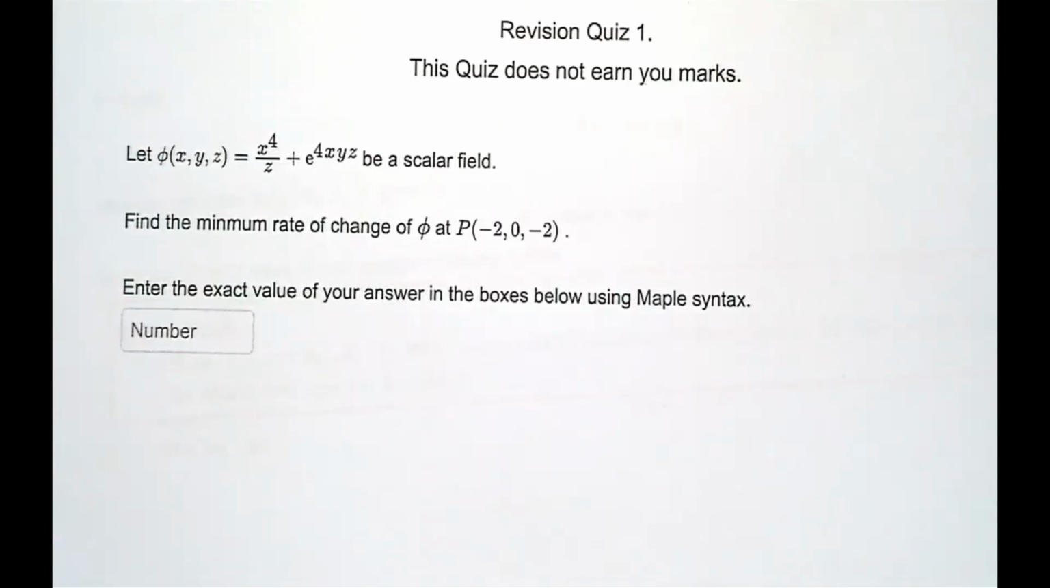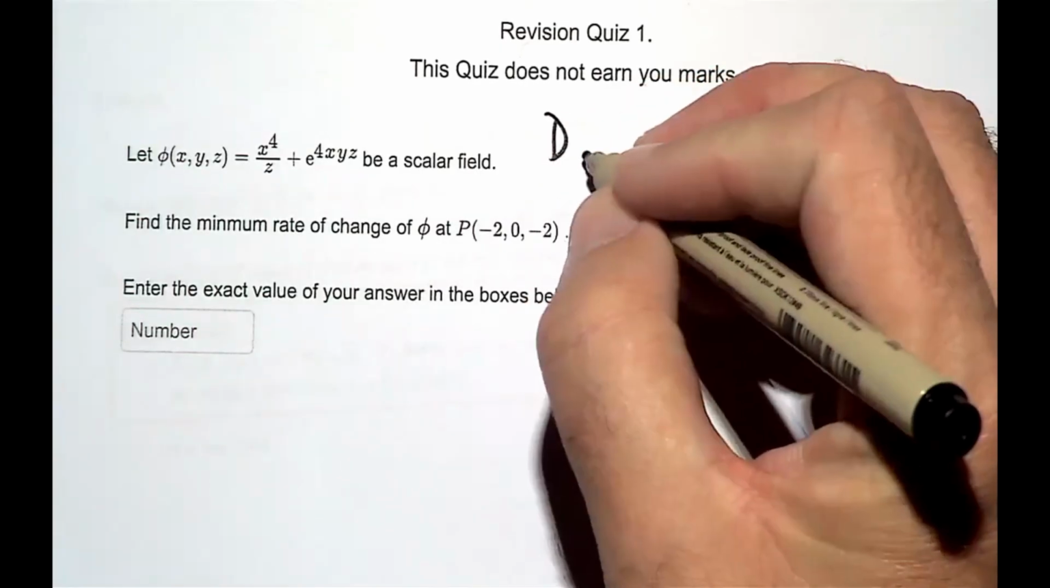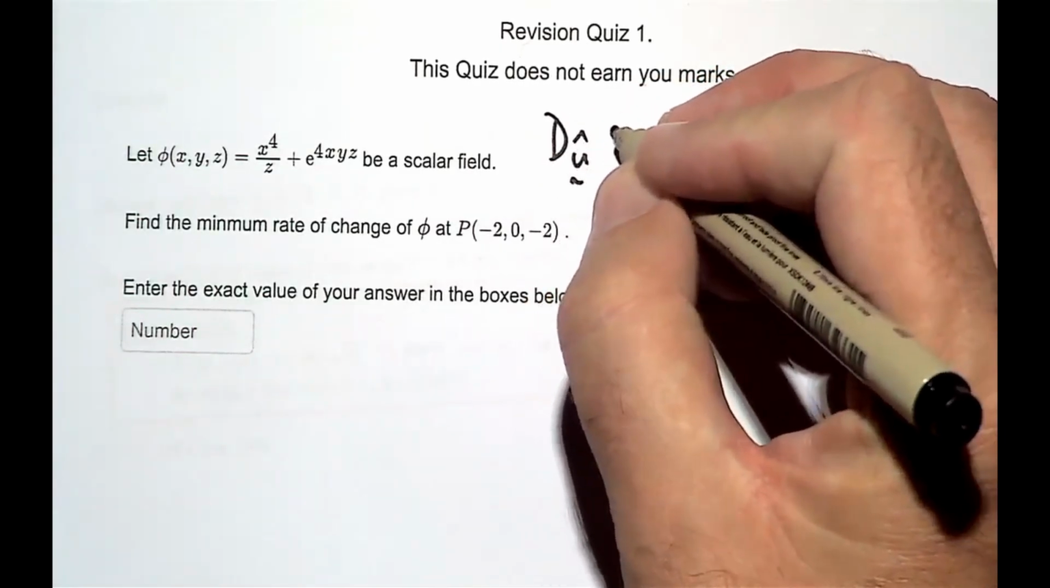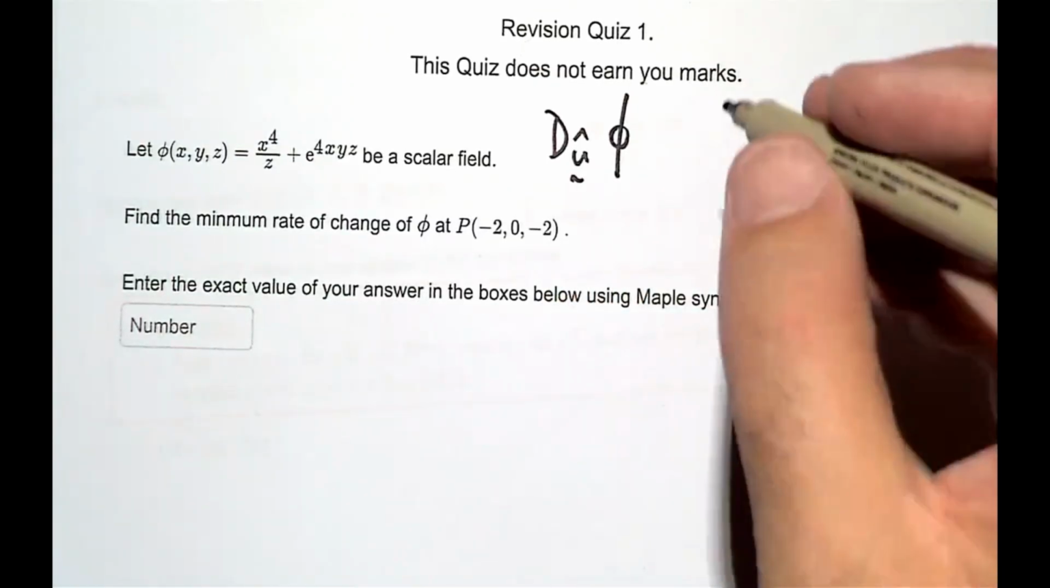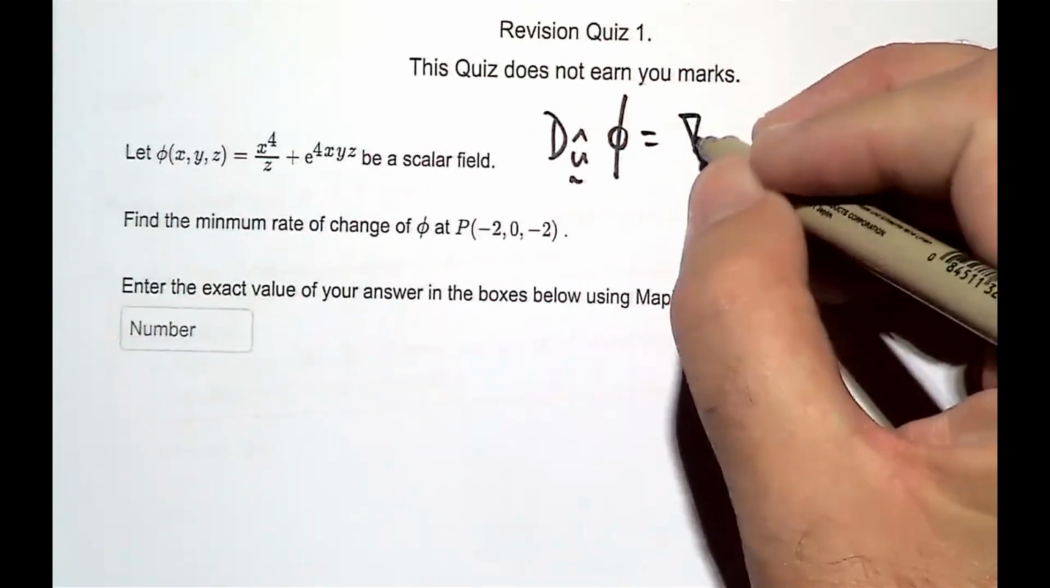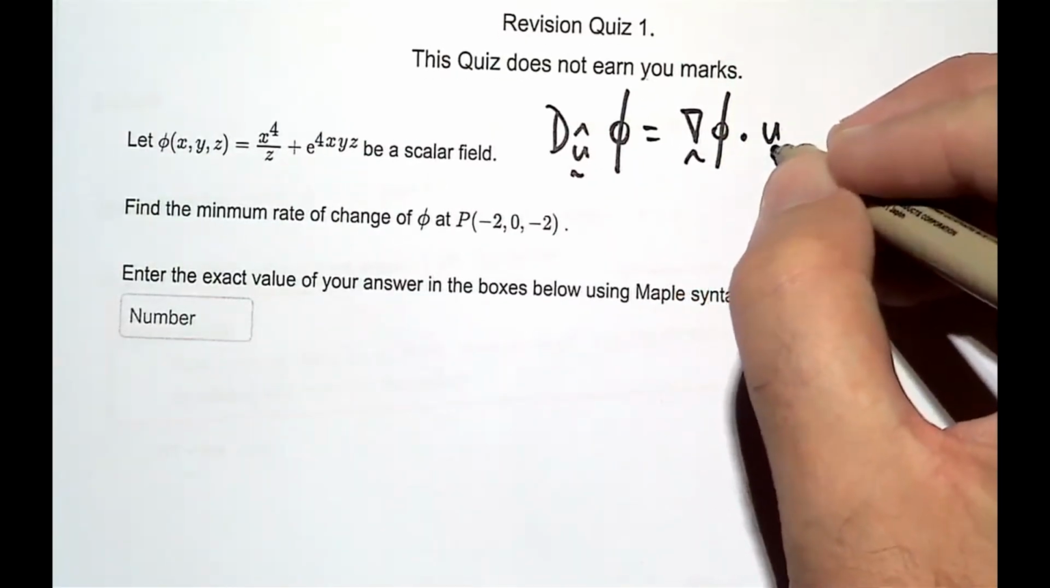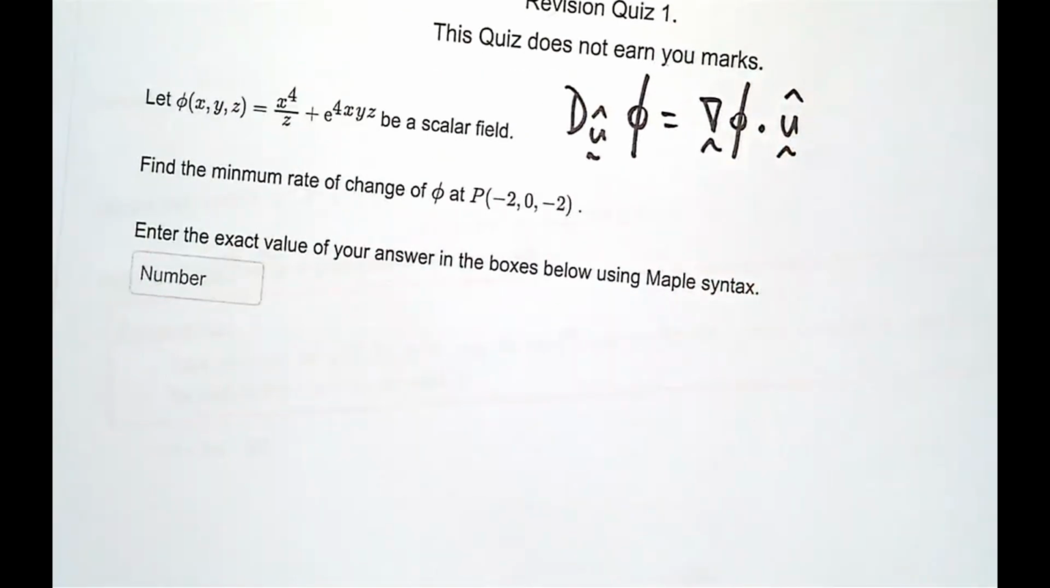So let's go back to our definition of the directional derivative. That's the notation we use. u is a unit vector in the direction of interest, and we can do it as a dot product. So it's the gradient of the scalar field, or the function, dotted with a unit vector in the direction of interest. What do we know about dot products?